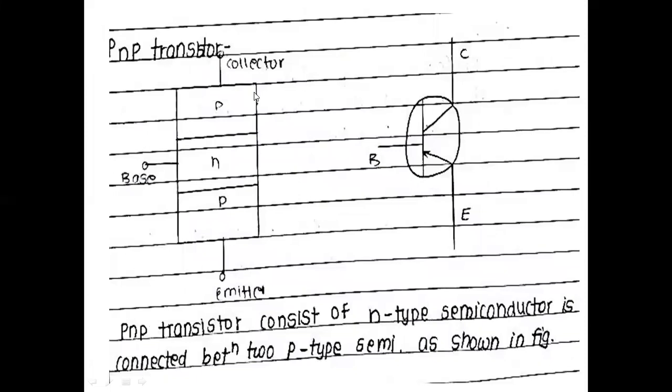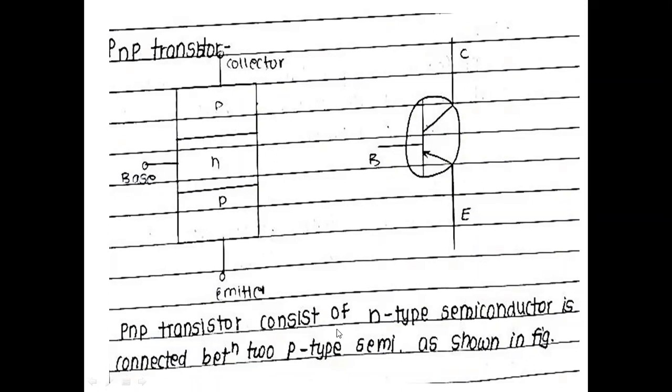Next, the PNP transistor. Here the upper terminal I kept as a collector. The middle one is base, and the downside I have considered emitter. So considering base and emitter, which side is P connected? Emitter. So the base is N type. So from emitter to base, the direction we have to show.